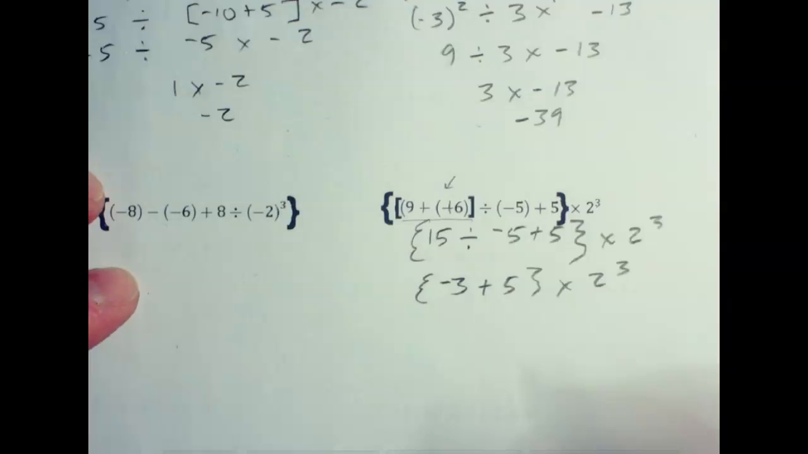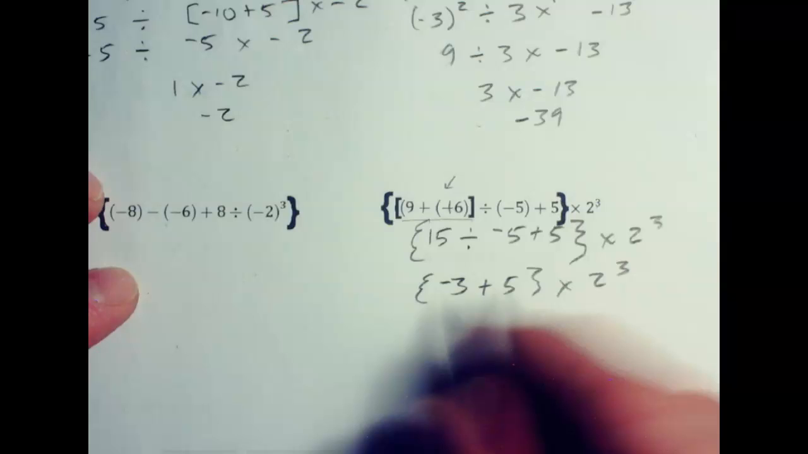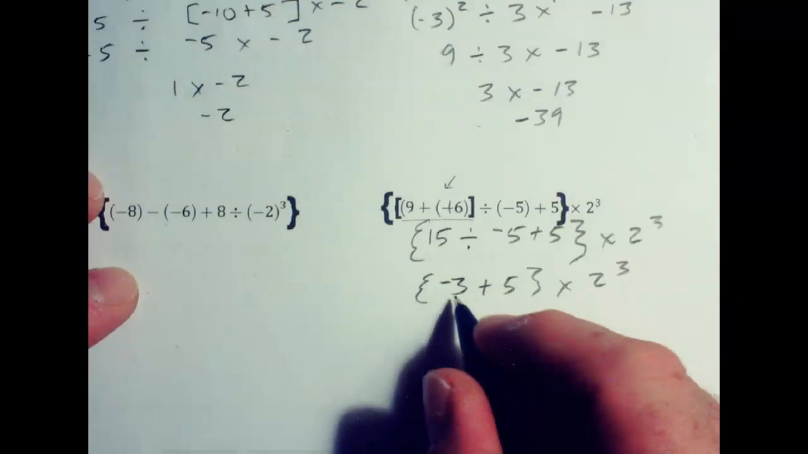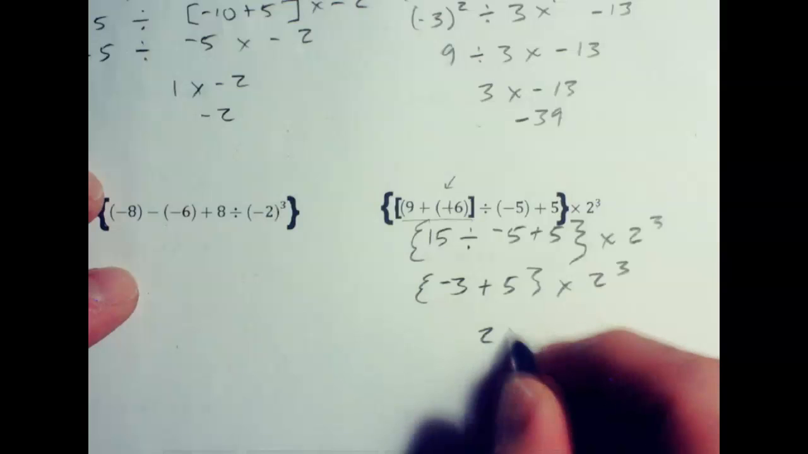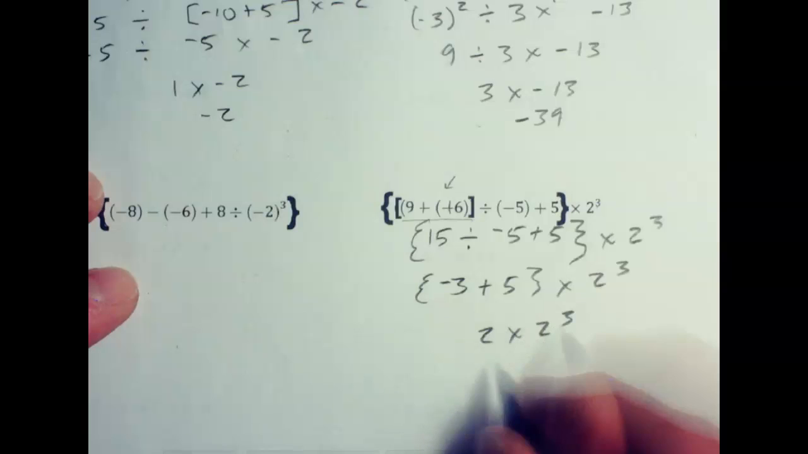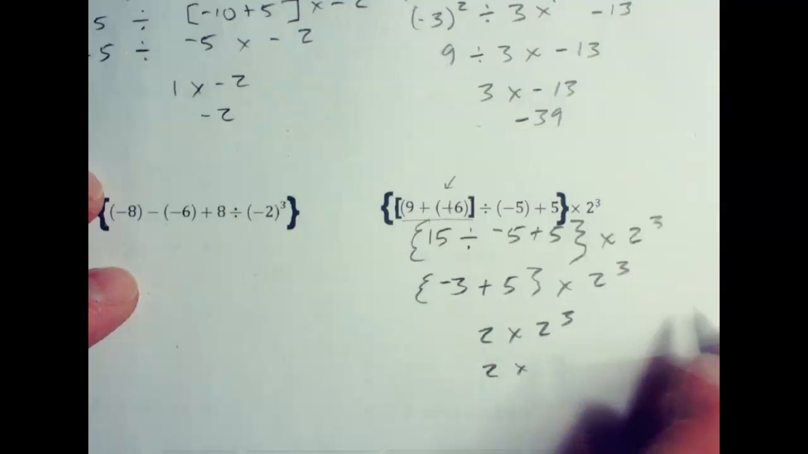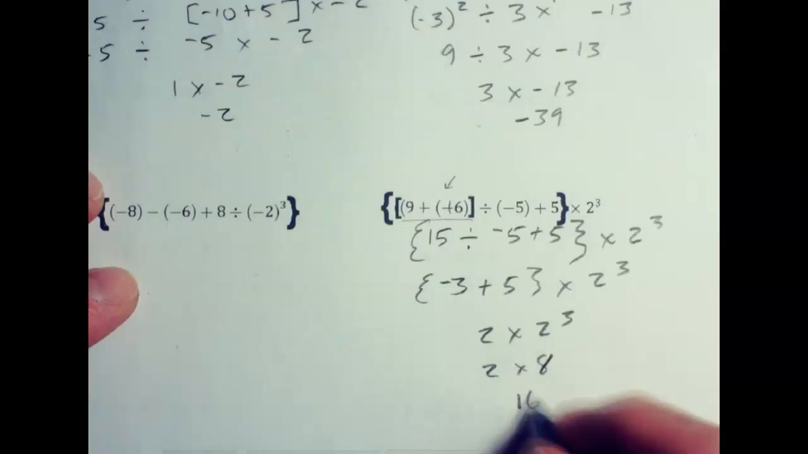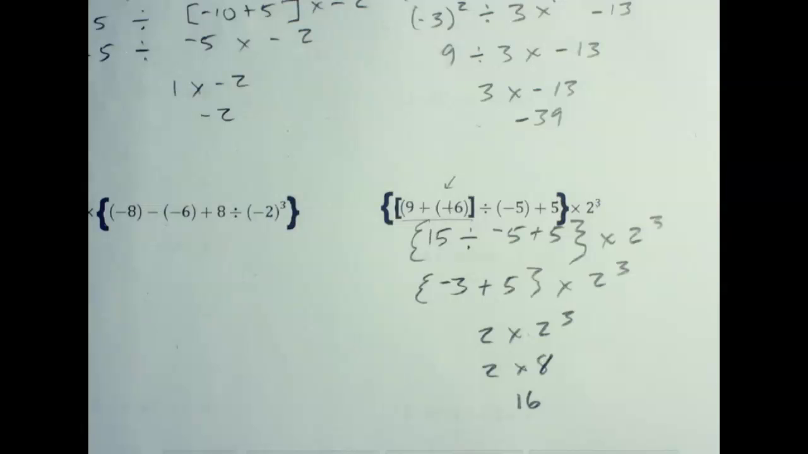I still have to stay inside the brackets. I know I've got that exponent over here, but parentheses or groupings come first. So -3 plus 5, that's going to be a positive 2 times 2 to the third. Now I can deal with that. That's 2, and 2 to the third is really 2 times 2 times 2, which is 8, which gives me 16 as my answer. 1, 2, 3, 4, 5, 6 steps, a 6-step problem. All right, good luck.